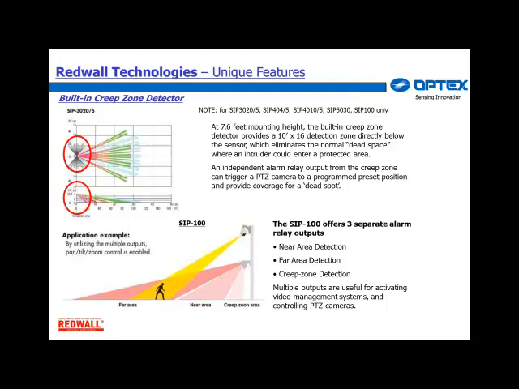An independent alarm relay output from the creep zone can trigger a PTZ camera to a programmed preset position and provide coverage for a dead spot. Also good to note is that the SIP 100 offers 3 separate alarm relay outputs with near area detection, far area detection, and creep zone detection. Multiple outputs are useful for activating video management systems and controlling PTZ cameras.